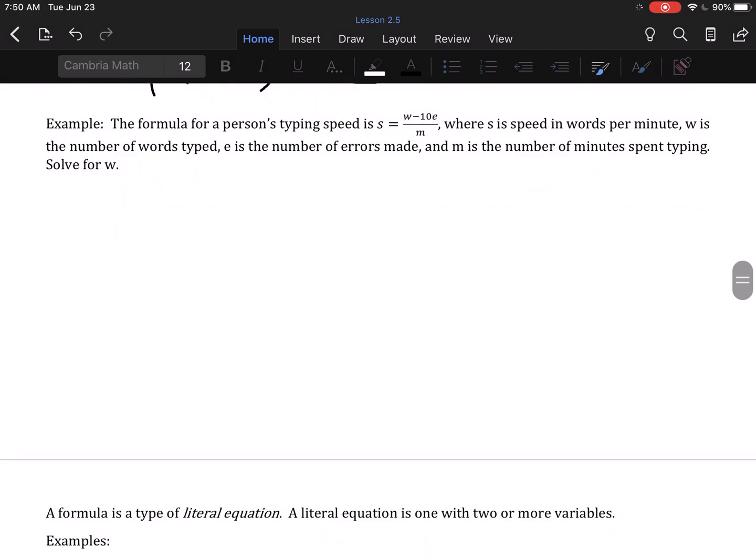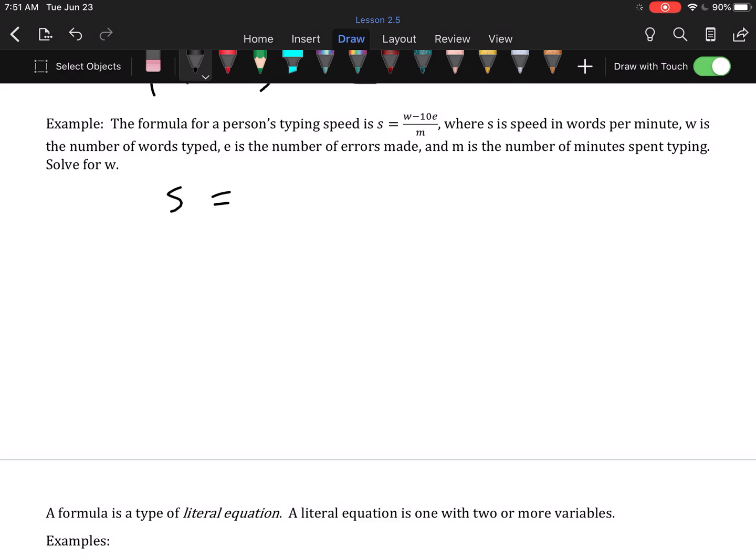The formula for a person's typing speed is s equals w minus 10e divided by m, where s is speed in words per minute, w is the number of words typed, e is the number of errors made, and m is the number of minutes spent typing. Solve this equation for w.